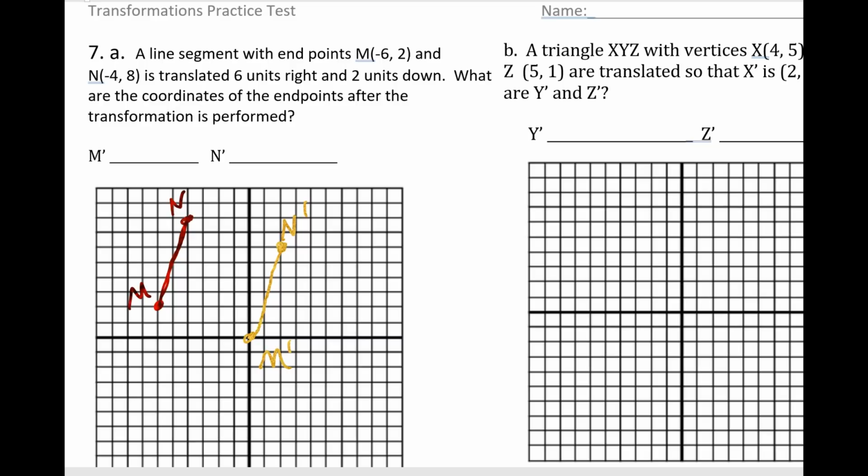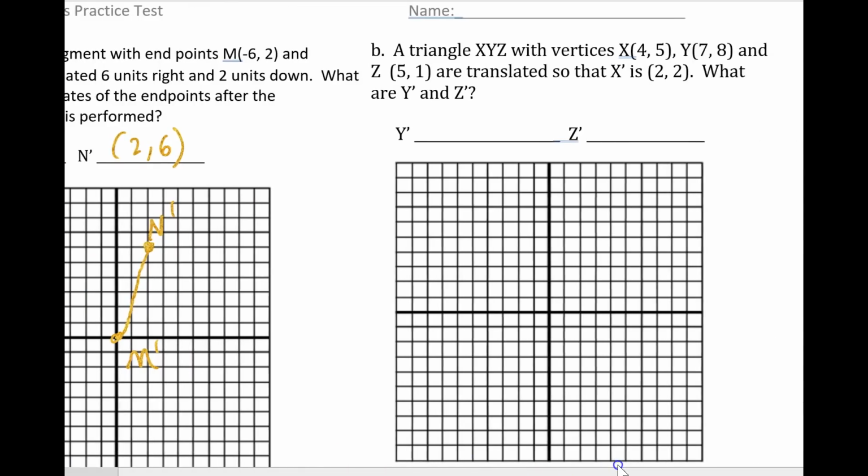So what are my new coordinates? Well, M prime, that's easy. That's (0, 0). Why? Because you added 6, subtracted 2. That's (0, 0). And then N prime is going to be (2, 6). Added 6, subtract 2. That's what it be.